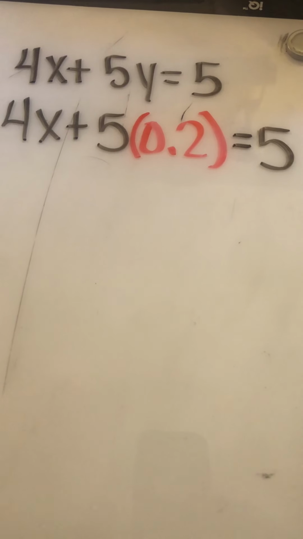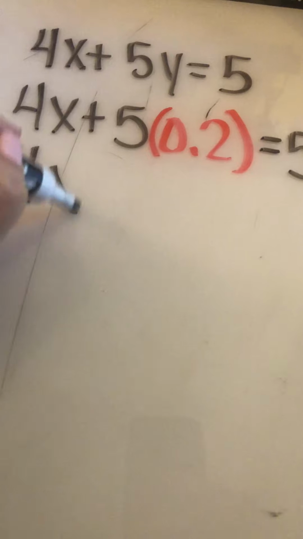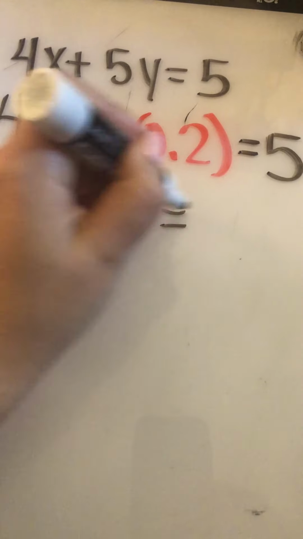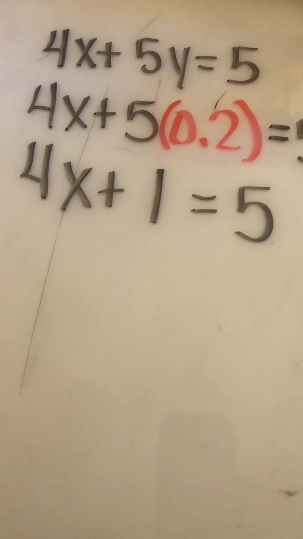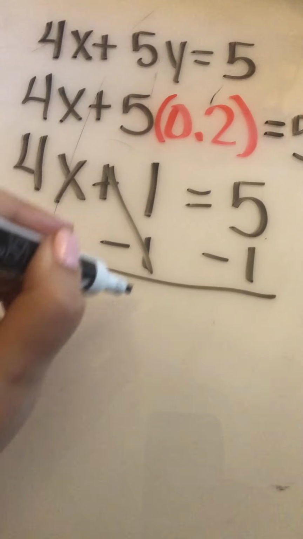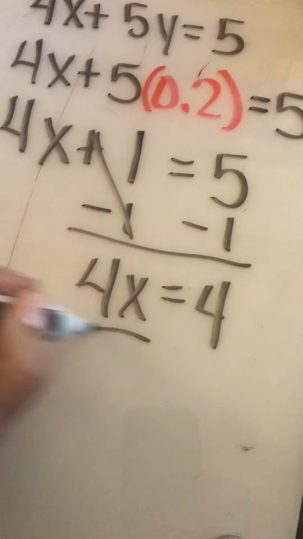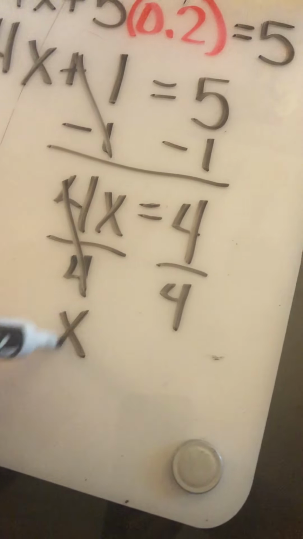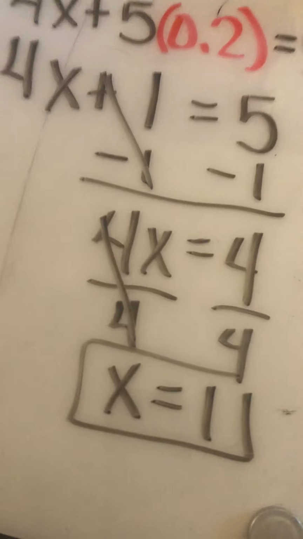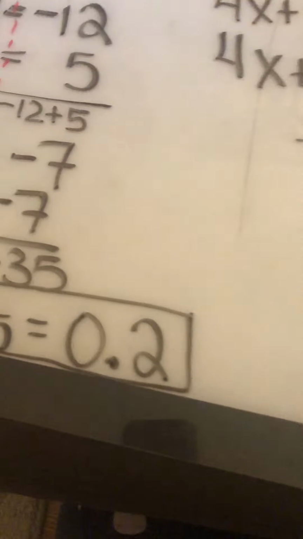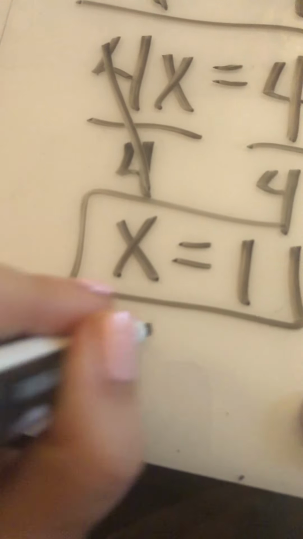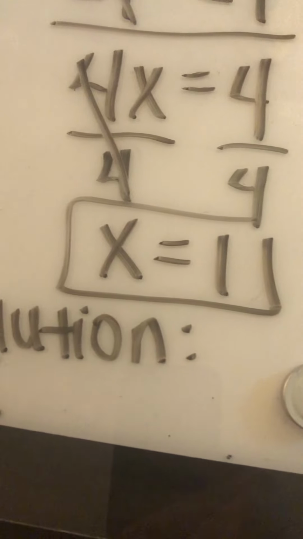Then we have 4x plus 5 times 0.2, which gives us a positive 1, equals 5. Then we solve our equation. So minus 1 to both sides. 4x equals 4. Divide by 4, and x equals 1. So we solved for our x and our y. The last thing you have to do is write it as a solution. We write it as our coordinate. X comes first, so 1, comma, 0.2.